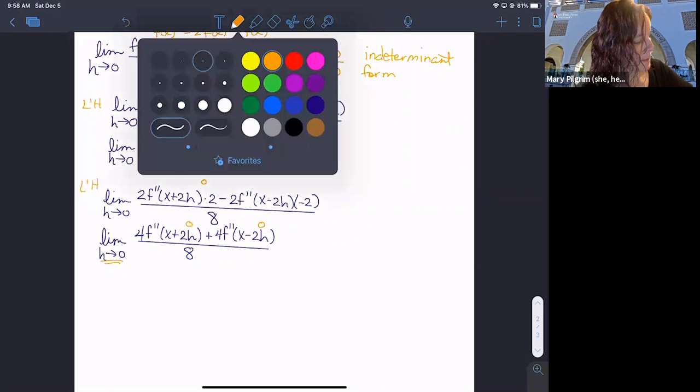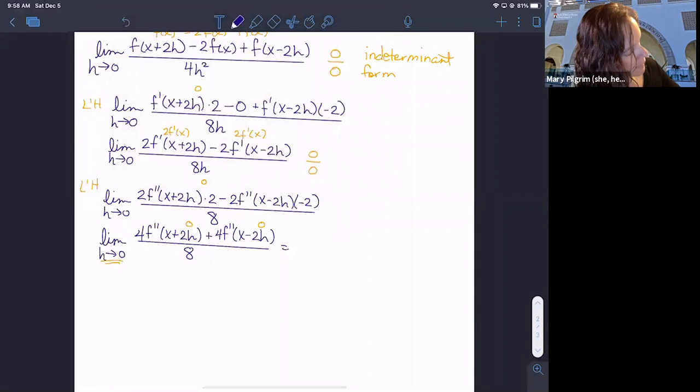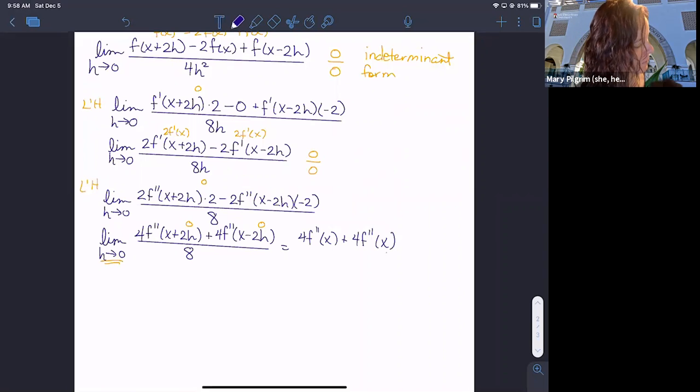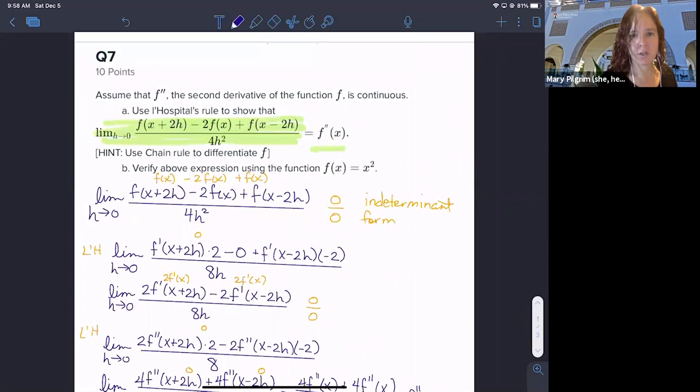I'm not going to get 0 over 0. I can keep going and evaluate this. And when I do that, I'm going to get 4f double prime of x plus 4f double prime of x all over 8. And this is going to result in 8f double prime of x over 8. The 8's will cancel, and I end up with f double prime of x, the second derivative, which is what I was asked to show up here.